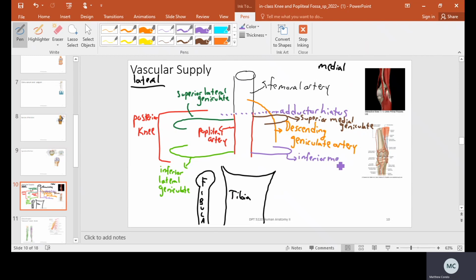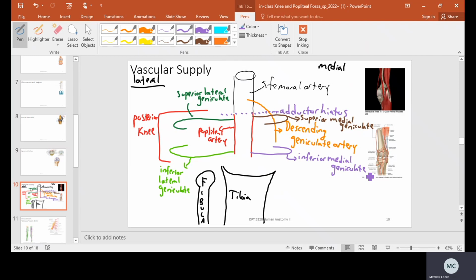Inferior medial geniculate. Okay, so that's going to be the big arteries that come off of the popliteal artery.